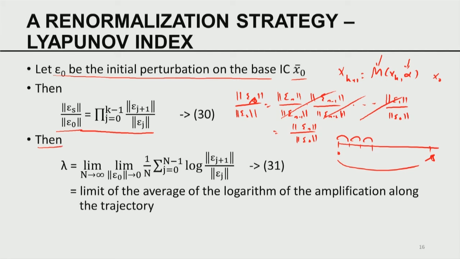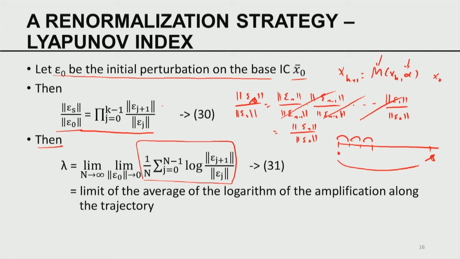So, then from our definition, what is lambda, the Lyapunov index? The Lyapunov index is the average of the log of the amplification. So I have to take the log of both sides. The log of the product is the sum of the logs. So, logarithm of AB is equal to log of A plus log of B. So, if I took the logarithm on both sides of 30, I get an expression, and I take the limit as epsilon naught goes to 0.